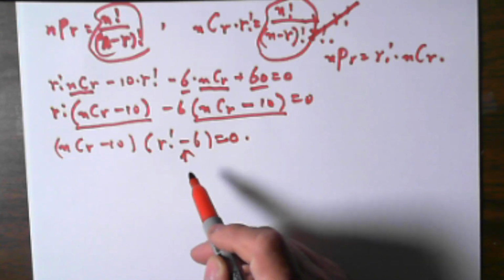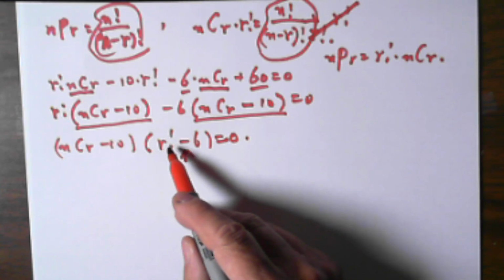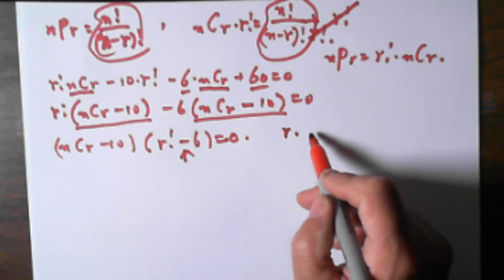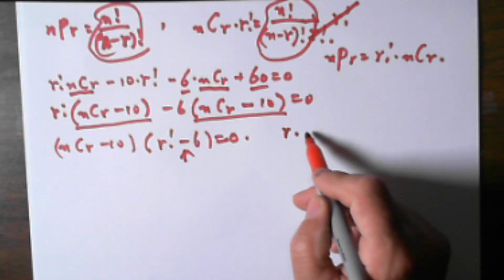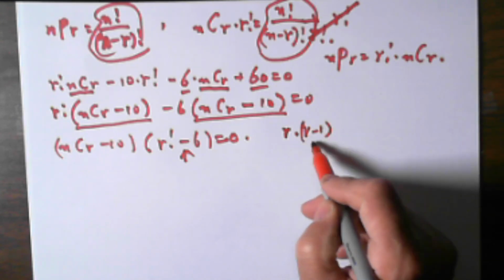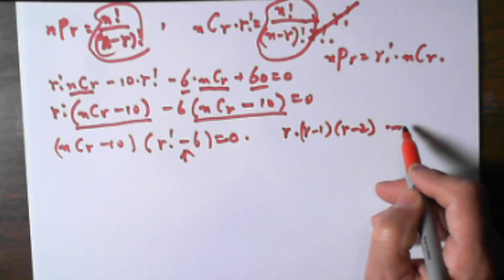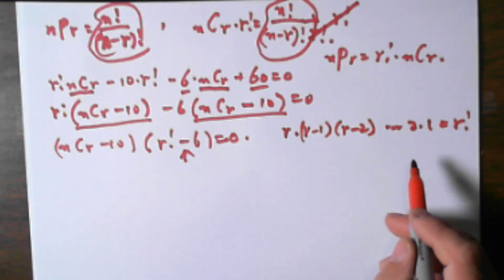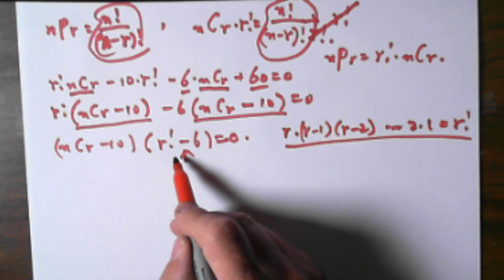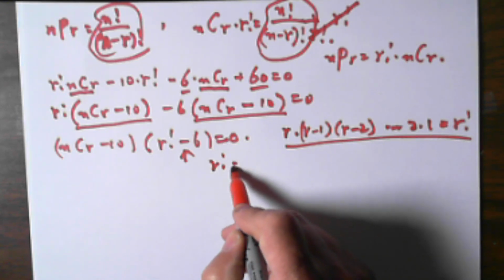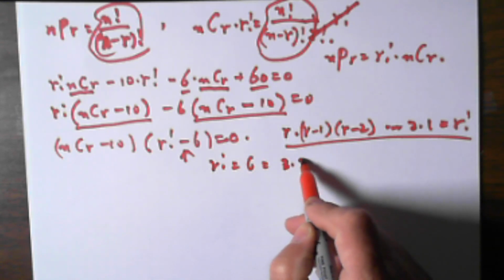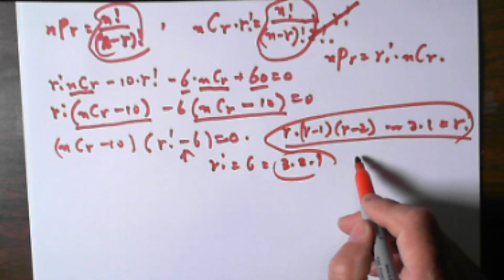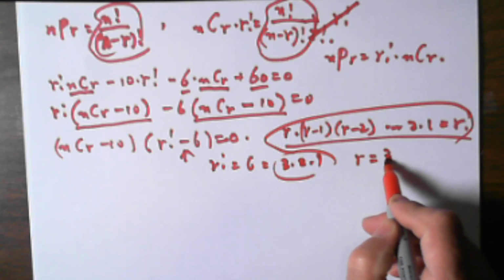We use this one first to get the value of r. r factorial means from r all the way down to 1, we multiply all the values: r, r minus 1, r minus 2, up to 2 times 1. It is r factorial. Now, to use this one, we rewrite that r factorial equals 6, and 6 equals 3 times 2 times 1. Then, if we look at this expression and that one, we can get the value of r very easily as 3.